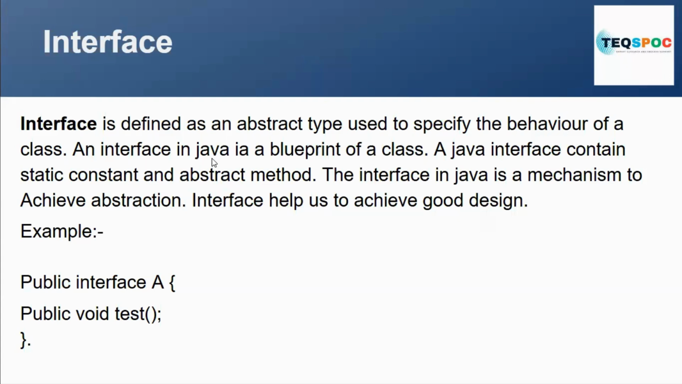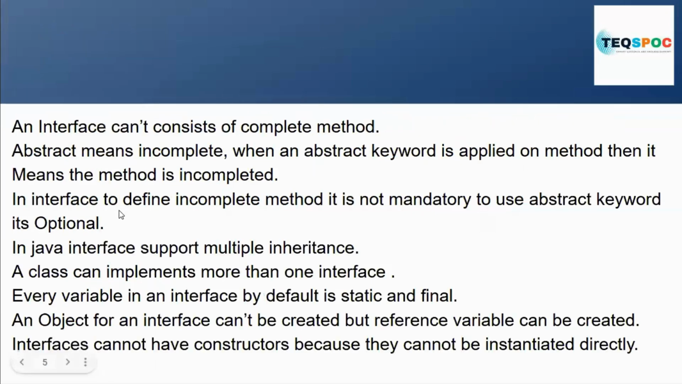So basically an interface in Java is a blueprint of the class. A Java interface contains static constants and abstract methods. Abstract basically means incomplete, so an incomplete method. The interface in Java is a mechanism to achieve abstraction. Abstraction means hiding the implementation detail. So interface helps us to achieve a good design. These are the definitions of the interface.